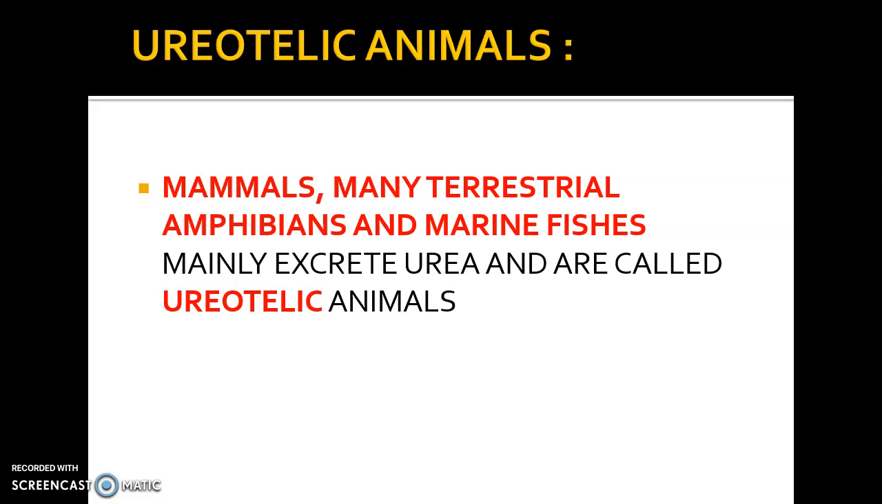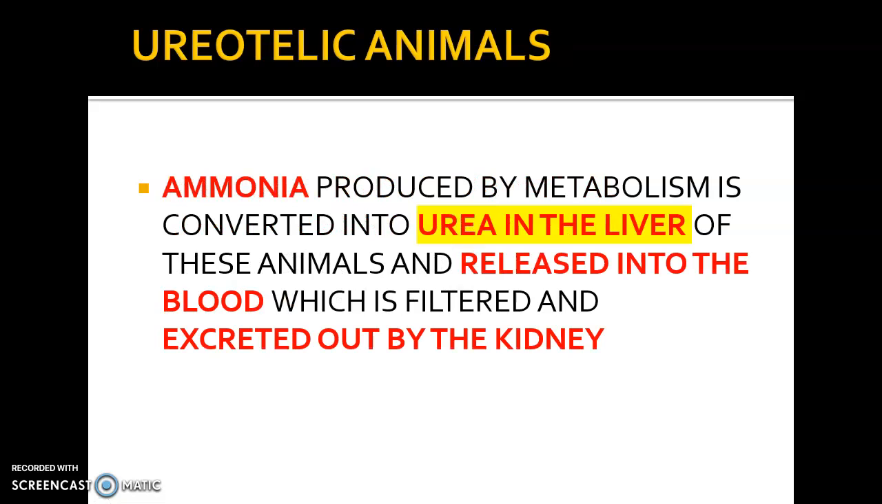So mammals, many terrestrial amphibians, and marine fishes mainly excrete urea and are called ureotelic animals. So how exactly does this ureotelic animal produce urea?